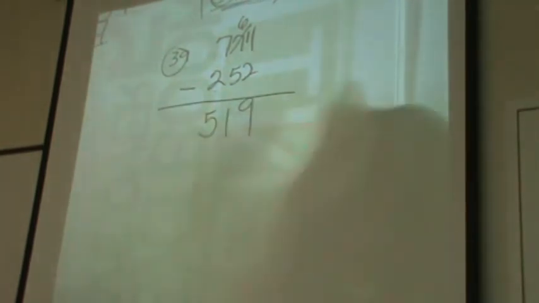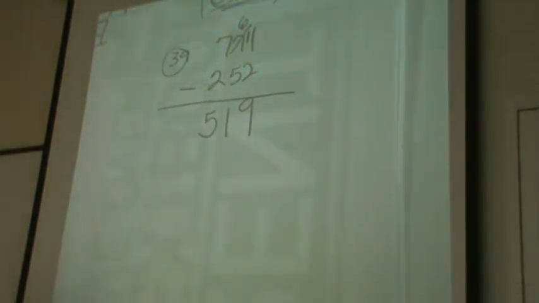And this 1, you can put 1 in front of it or put 11 above it. 11 minus 2? 9. 6 minus 5? 1. 7 minus 2? 5. So put that in your answer column.